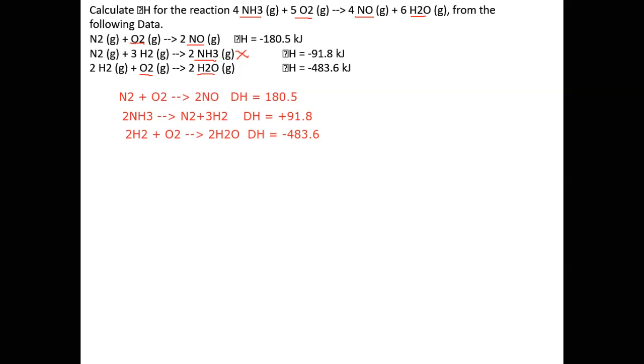So for NO, NO has a coefficient of 2 in the equation we have. It has a coefficient of 4 in the equation we want. So the first thing we're going to have to do is multiply this equation by 2. Now NH3 in the equation we have has a coefficient of 2. In the equation we want, it has a coefficient of 4. So we're also going to have to multiply the second equation by 2 as well.